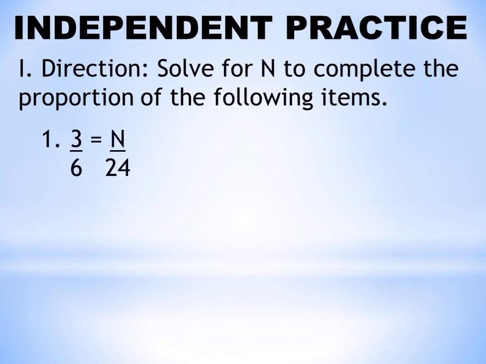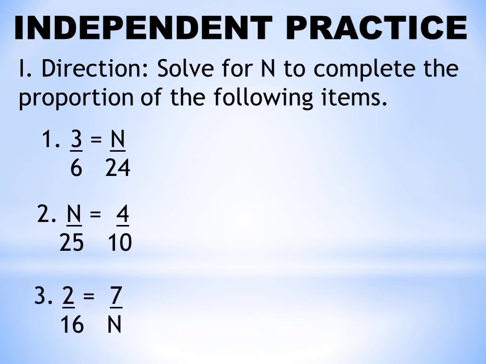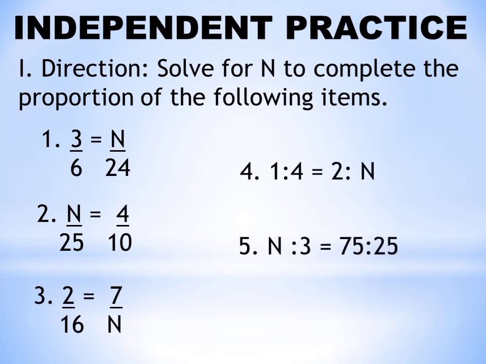1, 3 over 6 equals n over 24. 2, n over 25 equals 4 over 10. 3, 2 over 16 equals 7 over n. 4, 1 is to 4 equals 2 is to n. And 5, n is to 3 equals 75 is to 25.